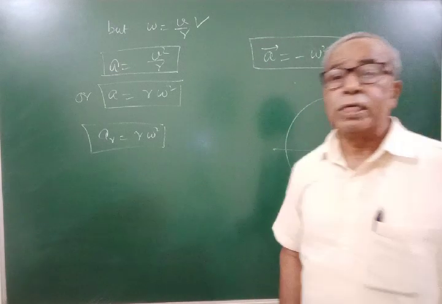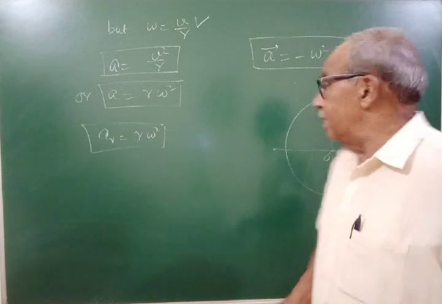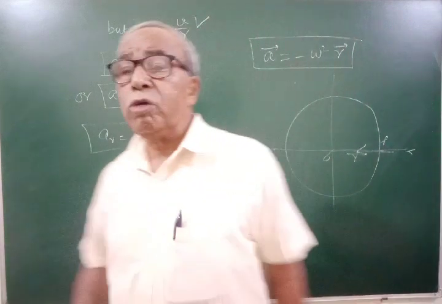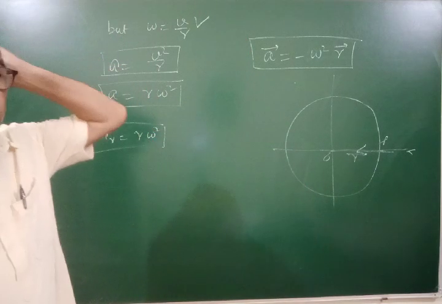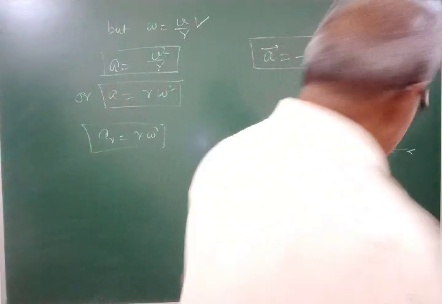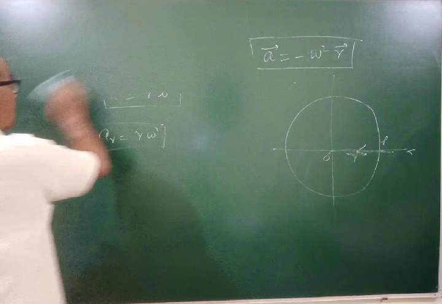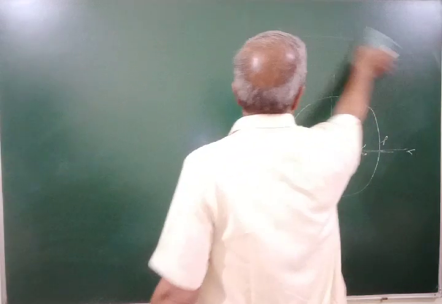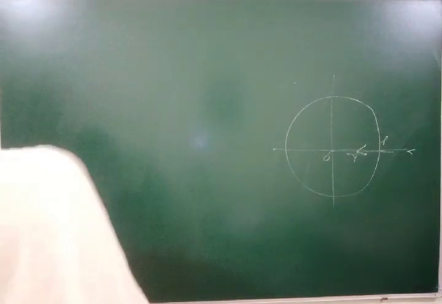Why? Because it acts towards the center along the radius. The direction towards the center is clear from the diagram. In the diagram, v2 minus v1, that is the vector towards the center. So the direction of acceleration is towards the center, because the direction of acceleration is the direction of change in velocity, and v2 minus v1 in figure 2 has direction towards the center.